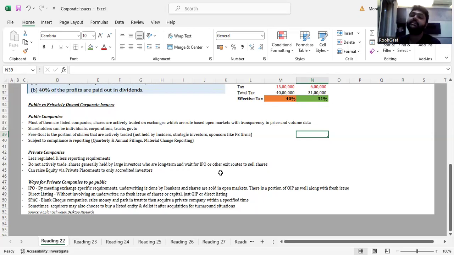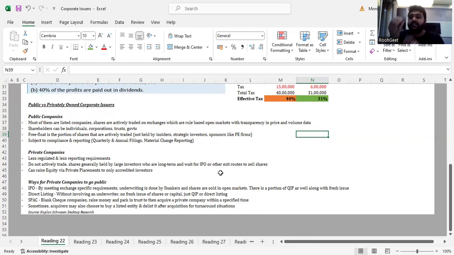So that 400 can be a fresh issue where the company says that, hey, listen, we are raising 400 crores more. And in addition to that we are creating more shares in the company. Okay, so basically, I will not play with just the existing shares, I will increase the shares and raise more funding on top of that. Okay, so there are two components in an IPO.